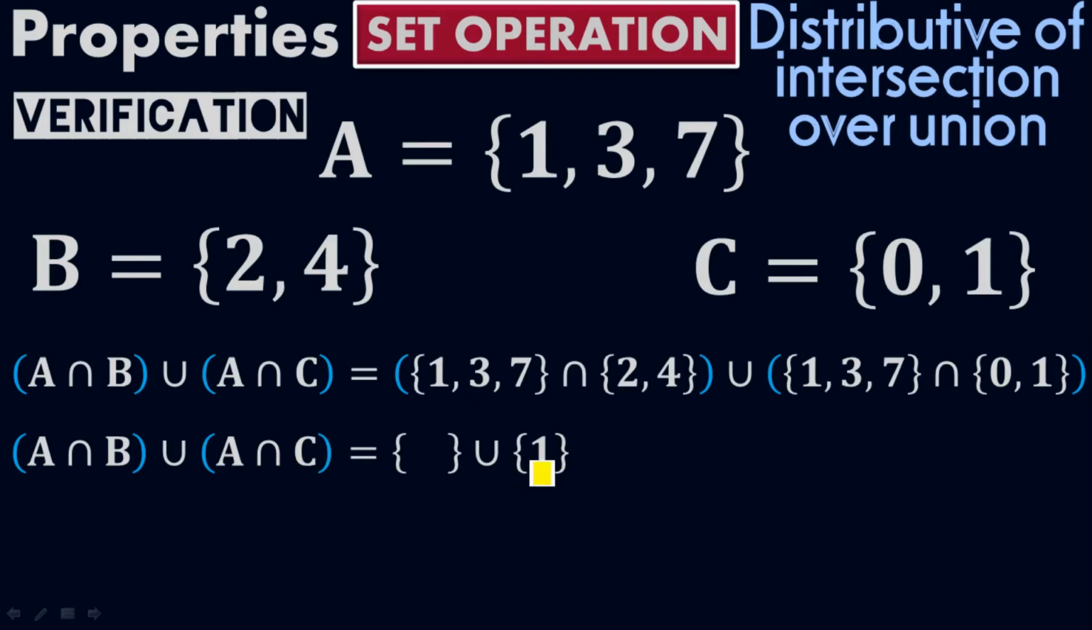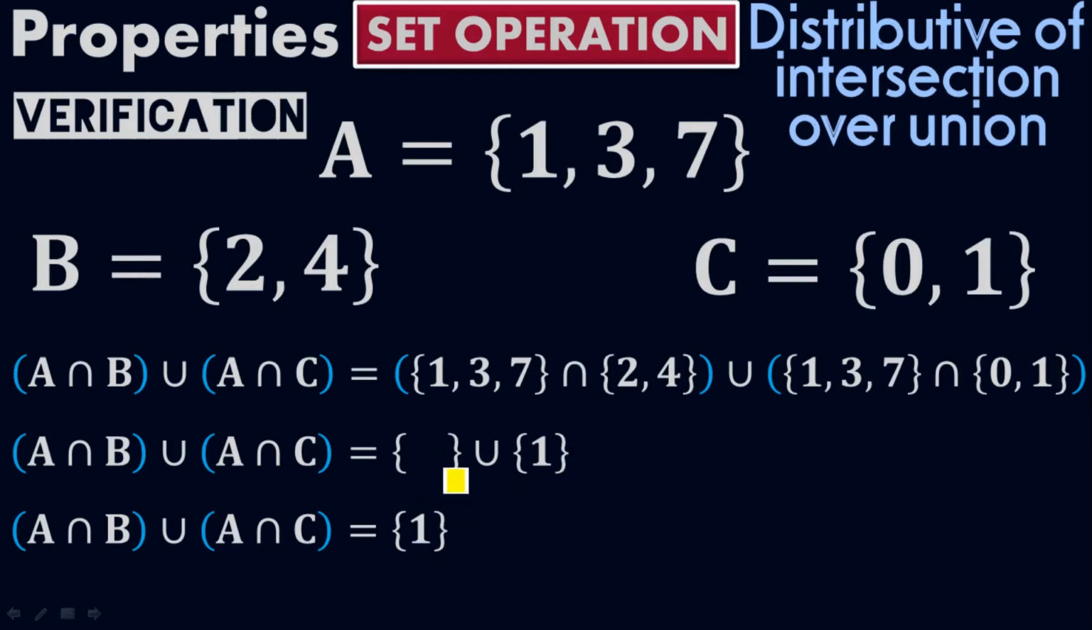Now we're going to take the union of these two sets, the union of A intersection B and A intersection C. So their union will be 1. In this set we don't have any element. We have only one element, which is this, so we will take it here. This is the union of the empty set and 1, which is the answer for this whole right side. So let me name it equation number 2.